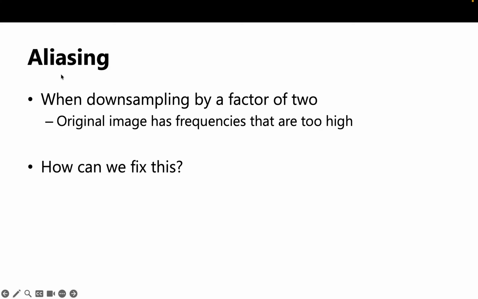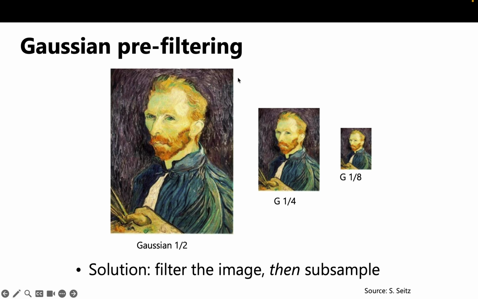And for aliasing, when downsampling by a factor of 2, the original image has frequencies that are too high. So how can we fix this? The idea is we can filter the image using a Gaussian filter, and then we do the subsampling. So for example, in this image, the process is Gaussian filtering and then subsampling, and then Gaussian filtering, subsampling, Gaussian filtering and subsampling. By using this method, we can generate a better subsampled image.